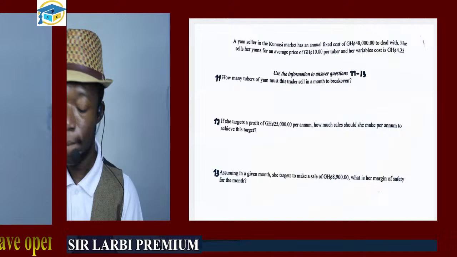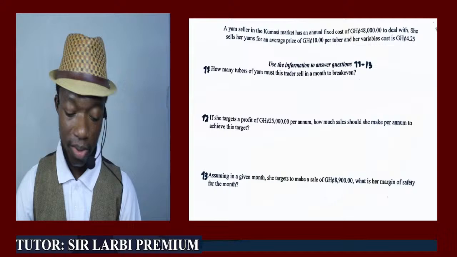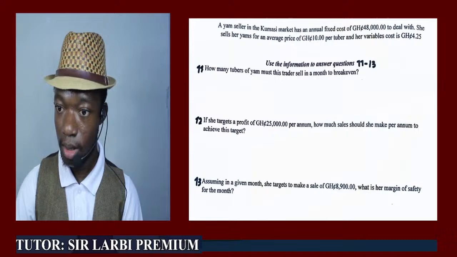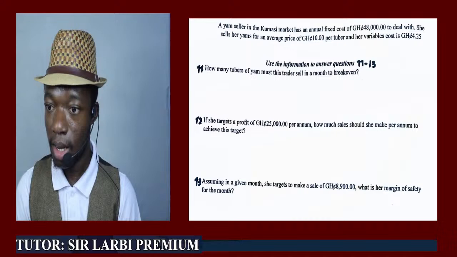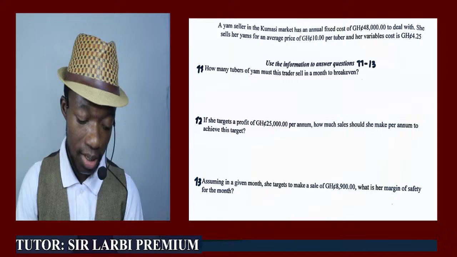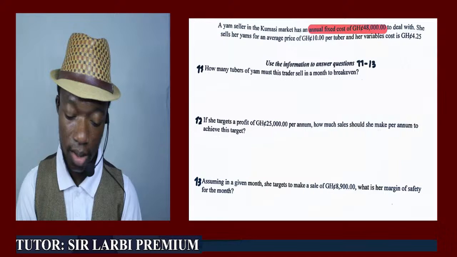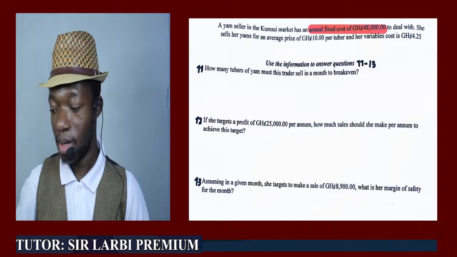Okay, so let's use this question as a way to explain the principle that we just learned here. Let me zoom it so that you can get it right. Okay, so let's flow. It tells us that a yam seller in Kumasi makes her annual fixed cost of 48,000 Ghana cedis. She sells yams. Let me expand it so I can see what is happening there.